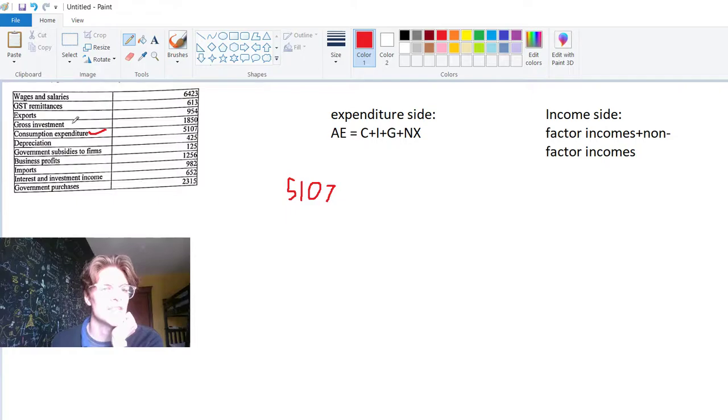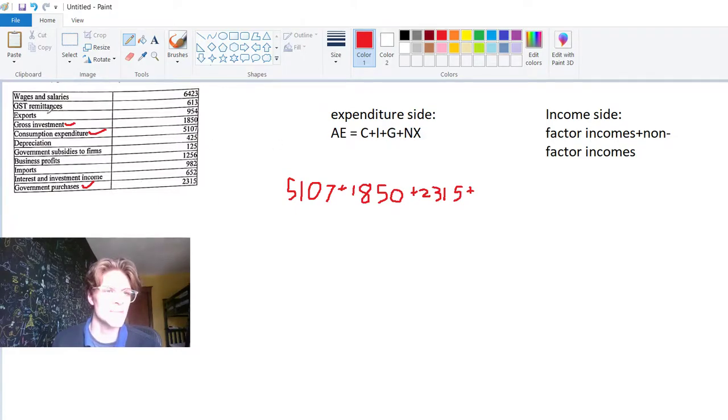That's just gross investment. It's not investment income. That would be from the income side. It's just gross investment, which is 1850. Then G is just government purchases. Don't worry about government subsidies or taxes or anything, because it's just what you're purchasing, the expenditures. So we just have to find government purchases and add that: 2315. And then NX is exports minus imports.